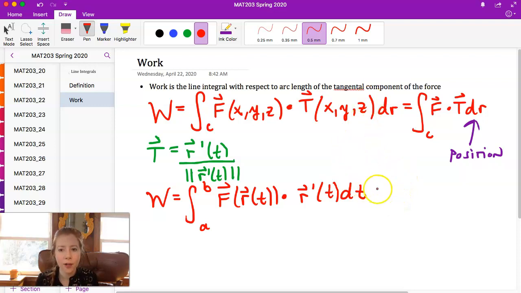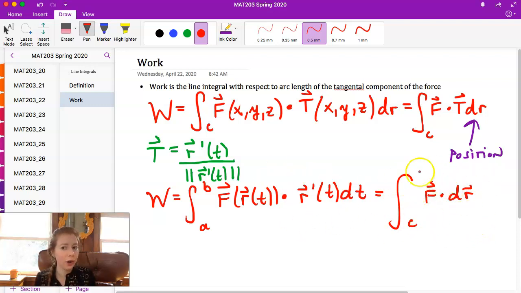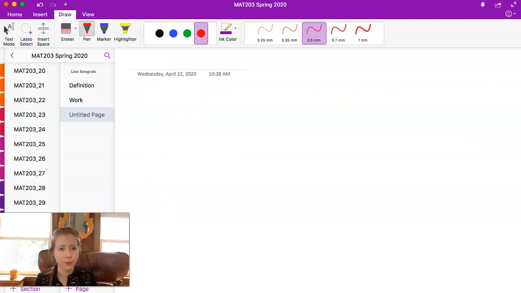And this is often abbreviated as the integral over C of F dot dr. Okay, so these are equivalent. And this is what hopefully looks familiar to you. This is the formal definition of work. Force dotted with change in position is work, the integral of that. All right, so now let us try another exercise.